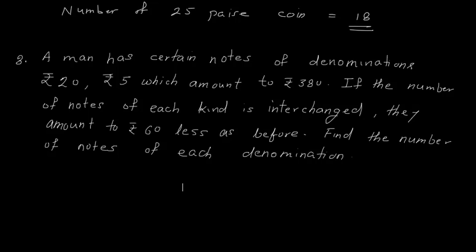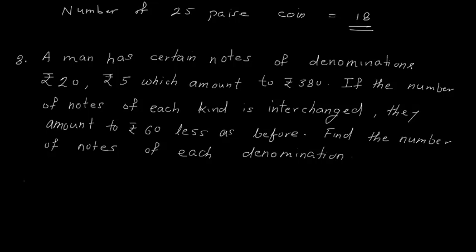And if I interchange the number of notes, so say I have 15 notes of 20, now I have 15 notes of 5 rupees. Like that, I will interchange the number of notes. Then what happens? Then my total amount becomes rupees 60 less. Okay, that means 380 was initially, rupees 60 less means it becomes 320. We have to find the number of notes of each denomination.